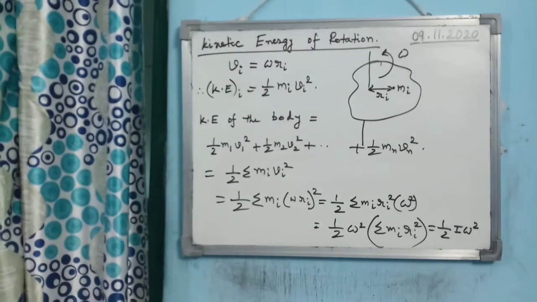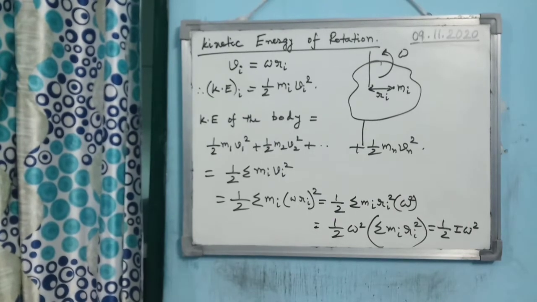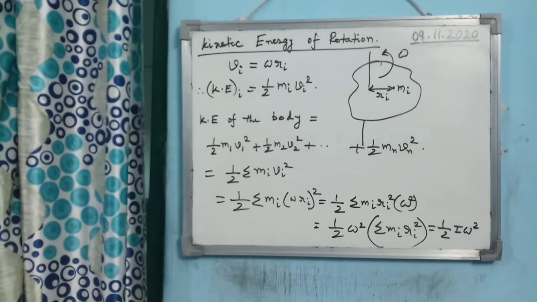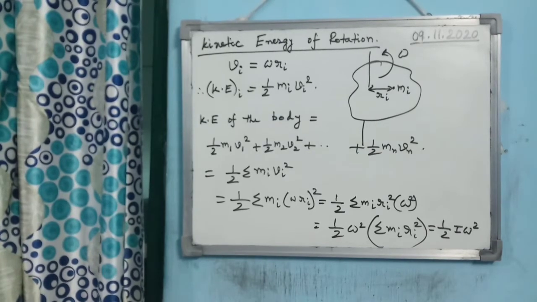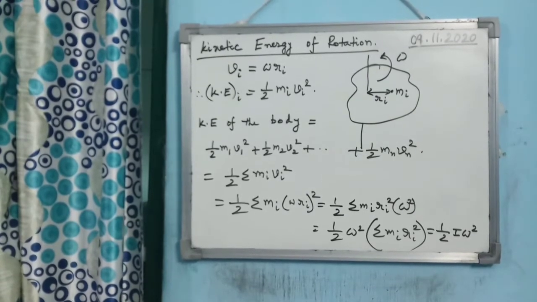What is the kinetic energy of a translating body? Half m v square. But what is the rotational kinetic energy of a body? That is half I omega square, where I is the moment of inertia of the body about that particular axis of rotation and omega is the angular velocity of the body.